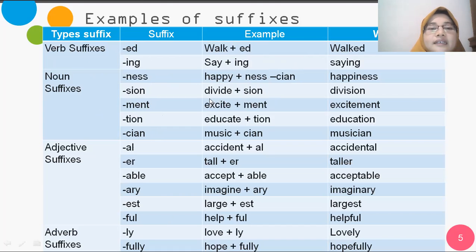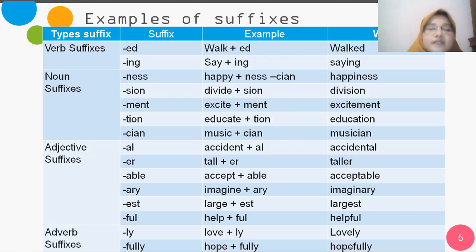Happiness, divisions. If excite plus ment, it becomes excitement. Educate plus tion, it becomes education. Music plus ian, it becomes musician. So all of them are categorized as noun suffixes.